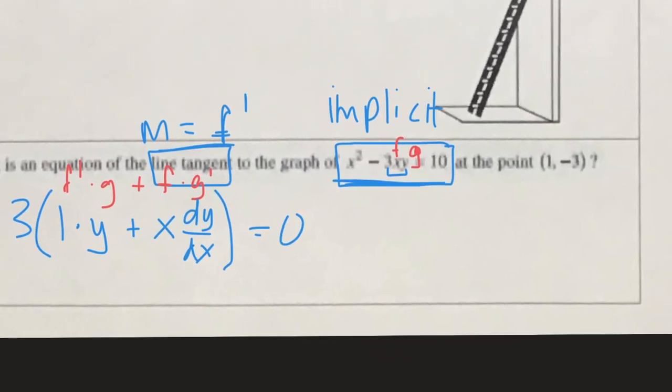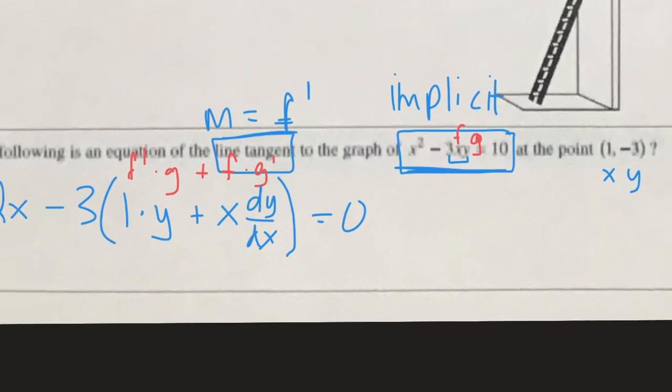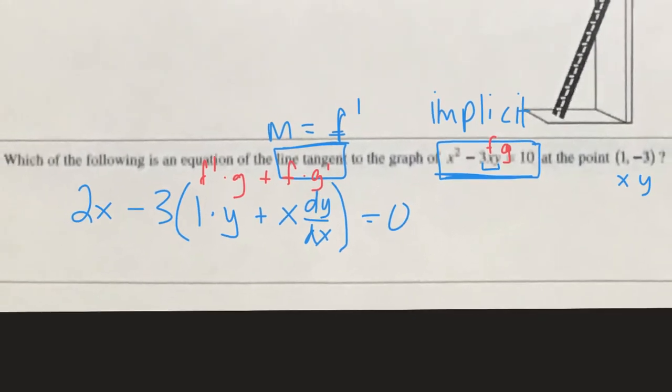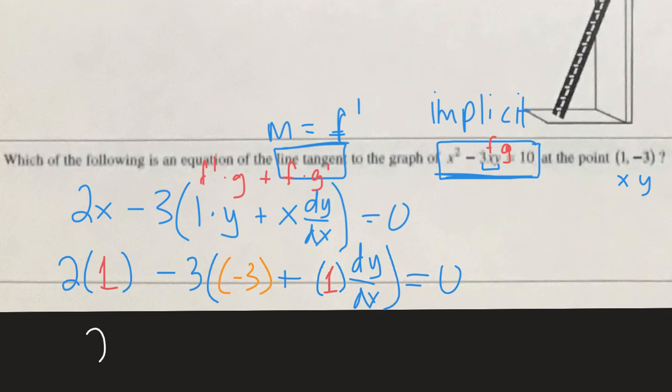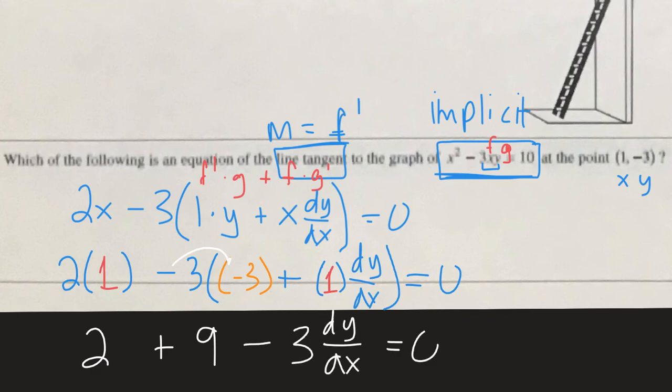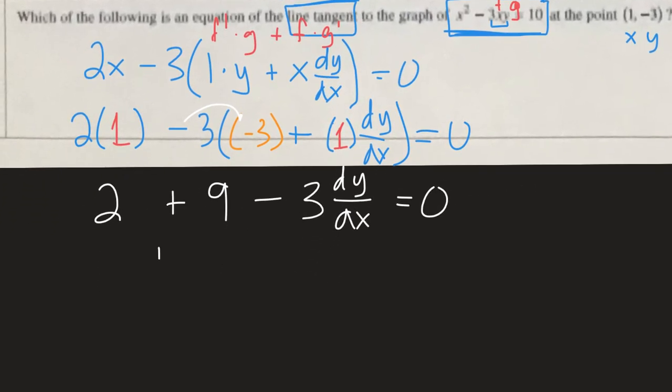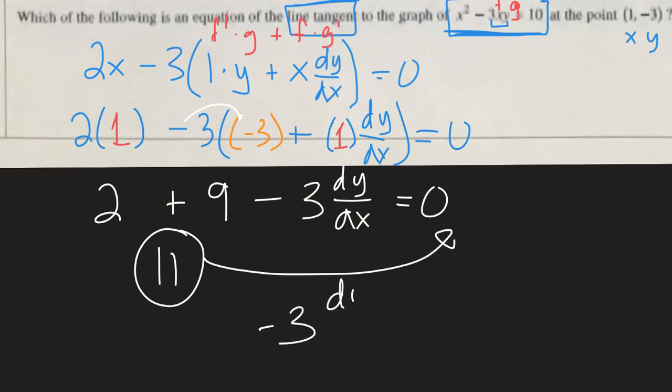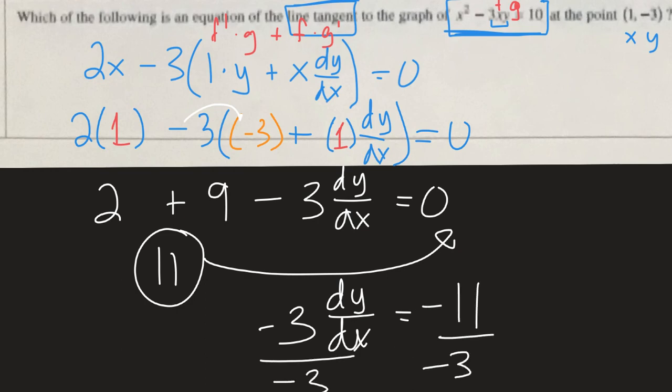So I have the point 1 and negative 3, so let's plug those things in right here. Let's plug in a 1 and a negative 3. So that gives me a 2, and then when I distribute this gives me a plus 9 and a minus 3 dy dx equals 0. Okay, so combining I have 11. Now I'm going to move this over to the right side. Negative 3 dy dx equals negative 11. So when I divide by negative 3, I have a slope of 11/3.